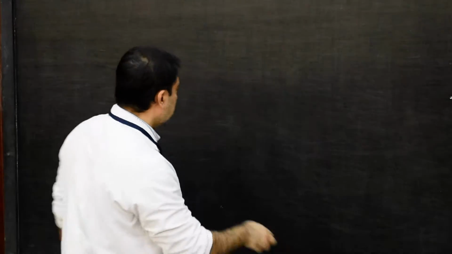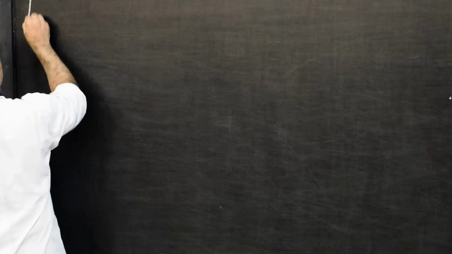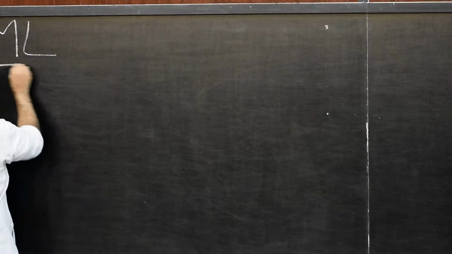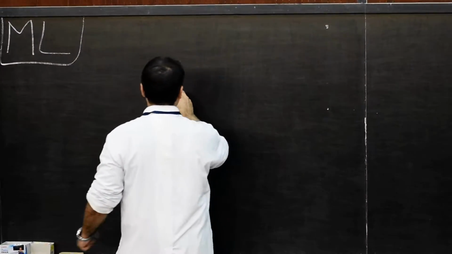Good morning students. Cross anatomy of internal ear: membranous labyrinth. Here we draw the membranous labyrinth. First we'll write the title, membranous labyrinth, and we are going to draw here.